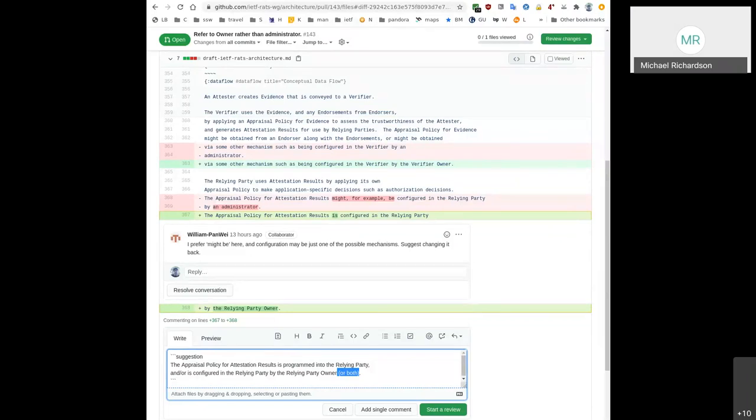So are you happy with "and/or"? Yes, although I would swap the order of the two things listed in there, only because the diagram shows relying party owner, and so I would rather list first the one that's shown as the typical one in the diagram. Well, if we just swap the order of the two phrases, then yeah. Yeah, that's much better. Yep, I'm fine with that.